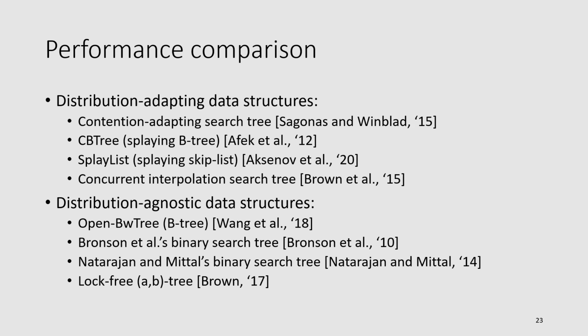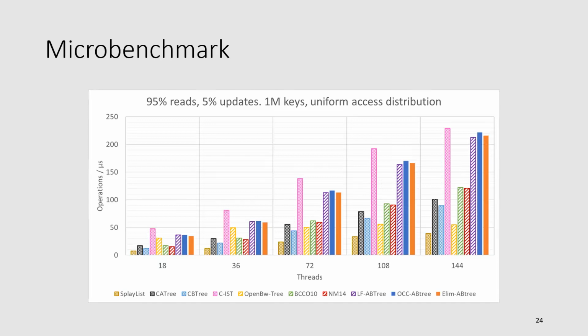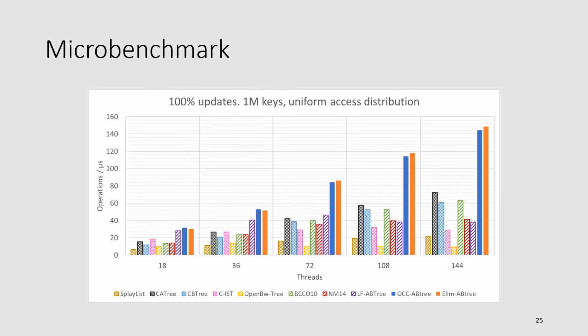The OCC AB tree, even without publishing elimination, is competitive with these state-of-the-art data structures on all workloads, and in many cases is significantly better. On a read-mostly workload with uniform key access, we can see that the low tree depth of the concurrent interpolation search tree and the AB trees leads to better performance than all of the other data structures. On update-heavy workloads with uniform key access, we see that the OCC-AB tree, with and without elimination, outperforms the competition, especially at higher thread counts.